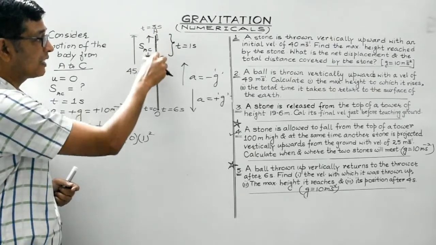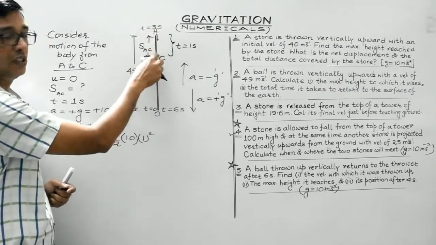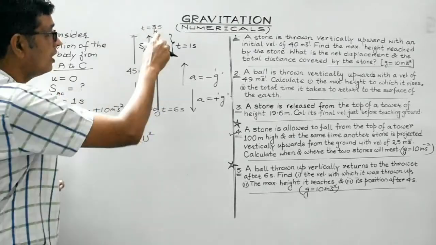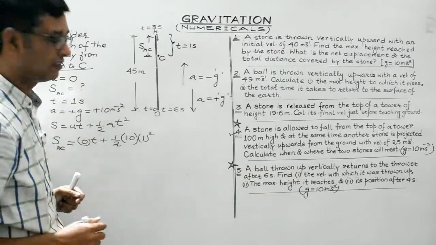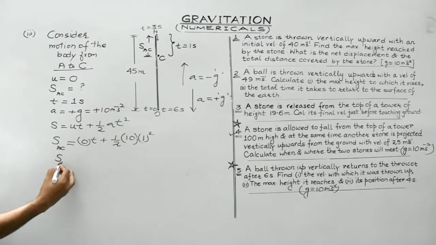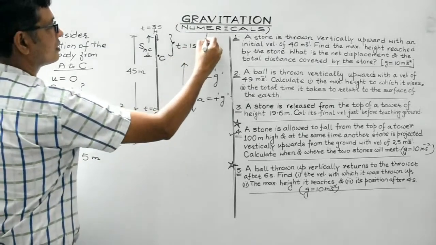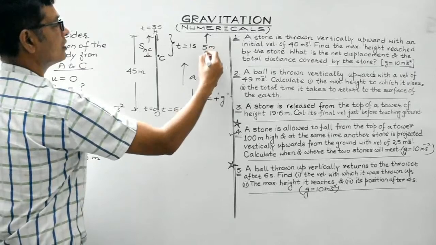So during that 1 second, the body has covered distance from A to C. That's why we are taking the time as 1 second. We are considering the motion from A to C, right? So let's solve it. It will give us 5 meters. So students, this distance is 5 meters.